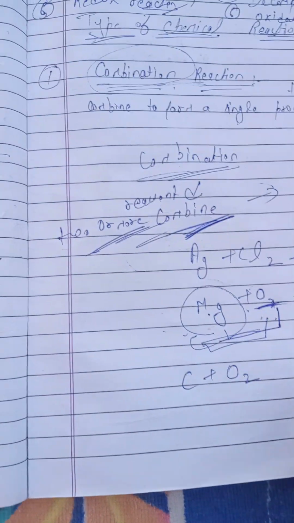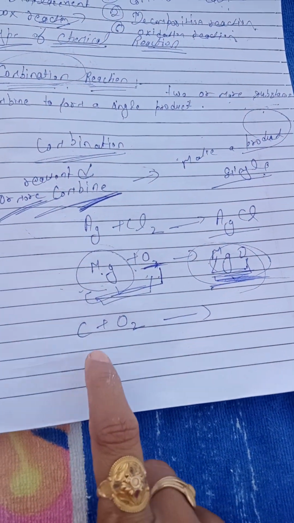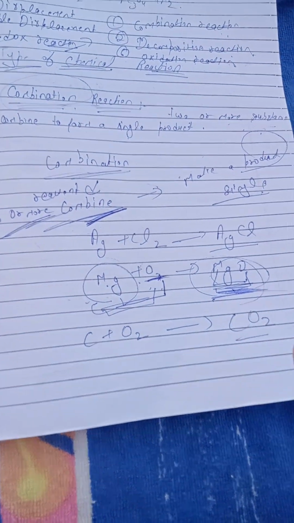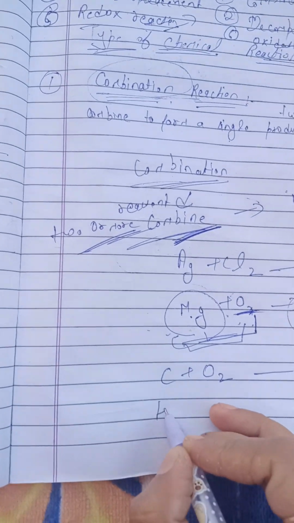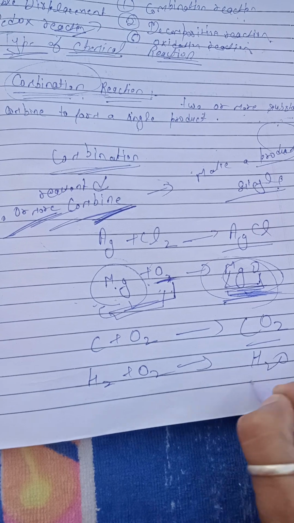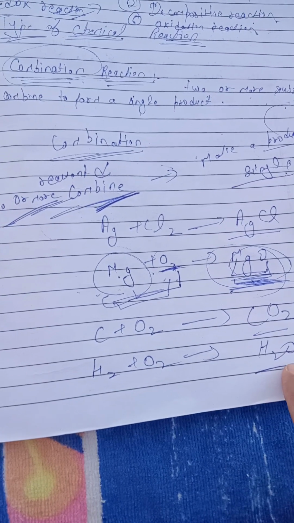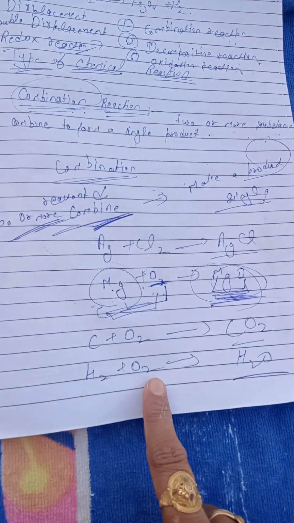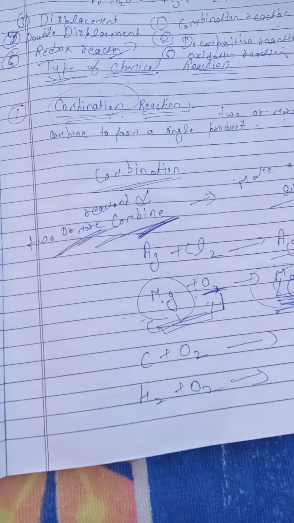Here C is the carbon, O2 is the oxygen. When carbon combines with oxygen, it gives CO2, the carbon dioxide. In the same way, when hydrogen combines with oxygen, it gives hydrogen oxide. It means H2O is also called water. So we can say that when hydrogen is combined with oxygen, it gives hydrogen oxide.